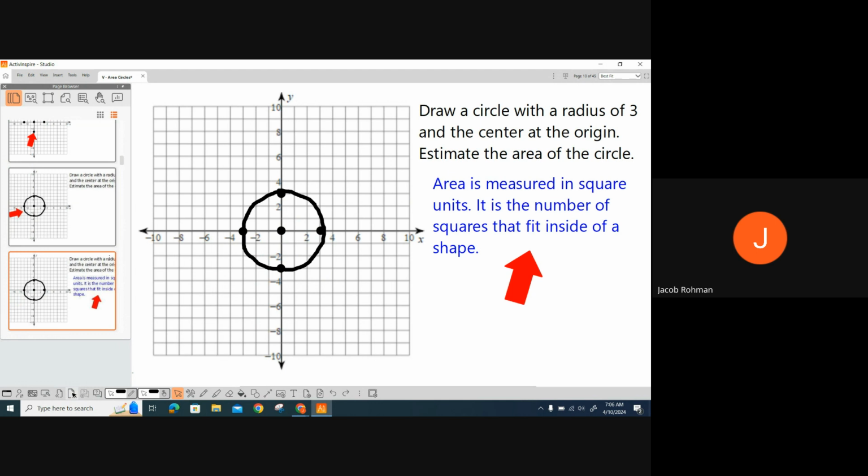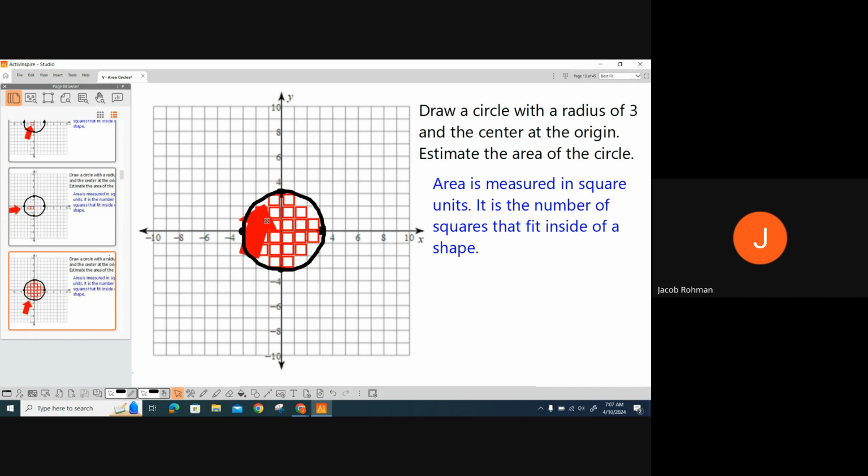So remember that area is measured in square units, and it's basically the number of squares that fits inside of a shape. So if I were to count all these little boxes or squares inside of this circle, then that would tell me the area. So what I'm going to do is I'm just going to put one red square here. This is 1 square unit, and we're going to see how many of these will fit inside this circle. So if I put another one, that'd be 2 square units. And then I'm going to fill in the rest with a rough number.